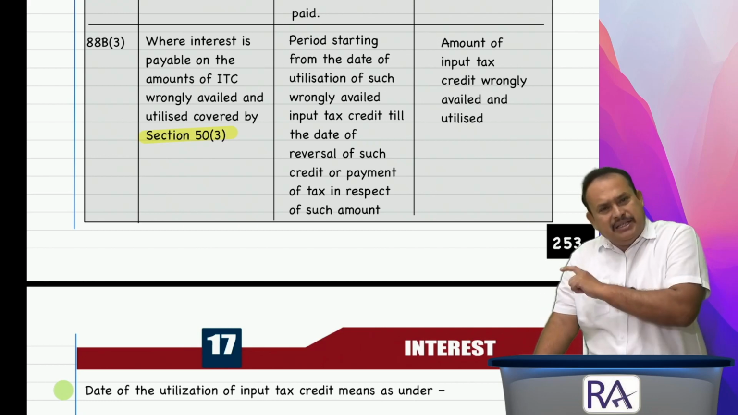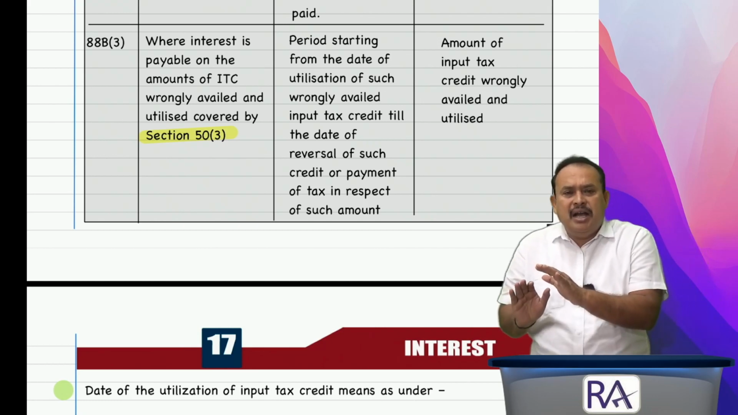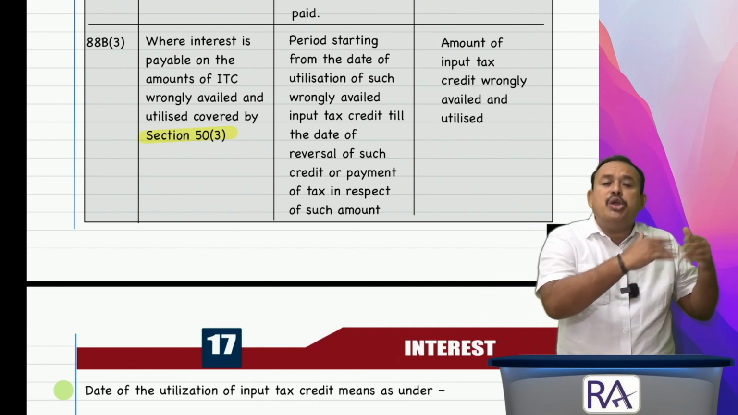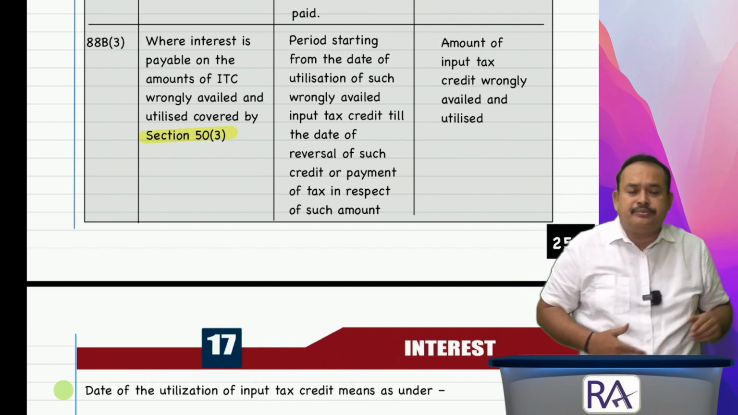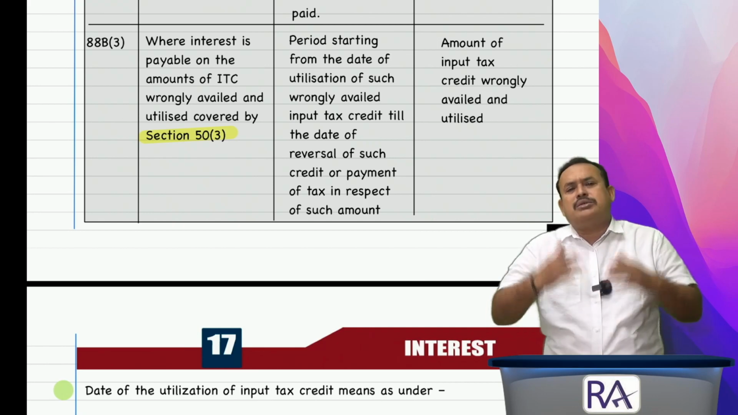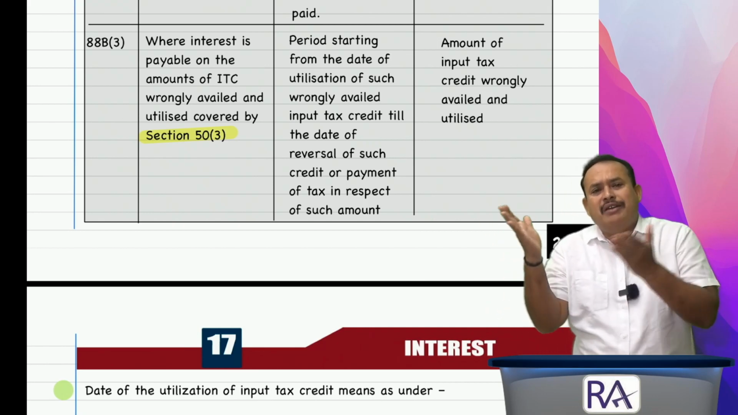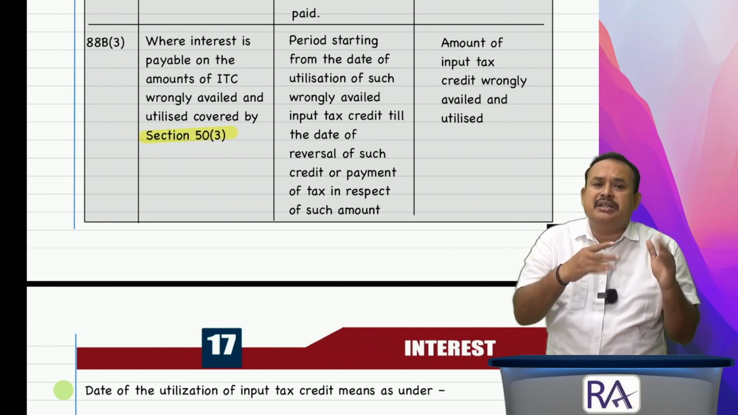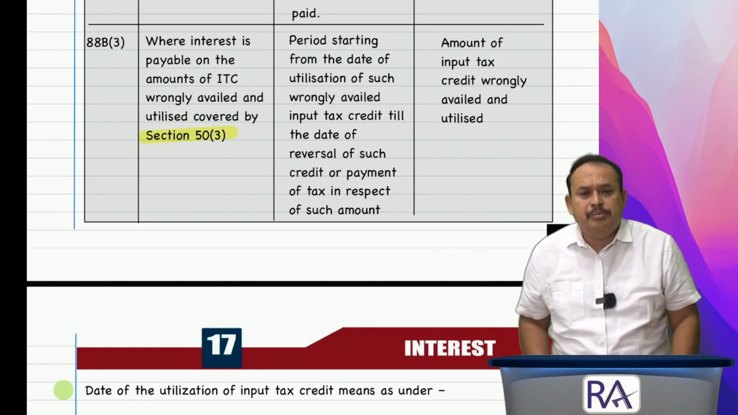What do you mean by this? Sir, availment is different from utilization of credit. No doubt, if there is no availment, the question of utilization does not arise. But both are different.